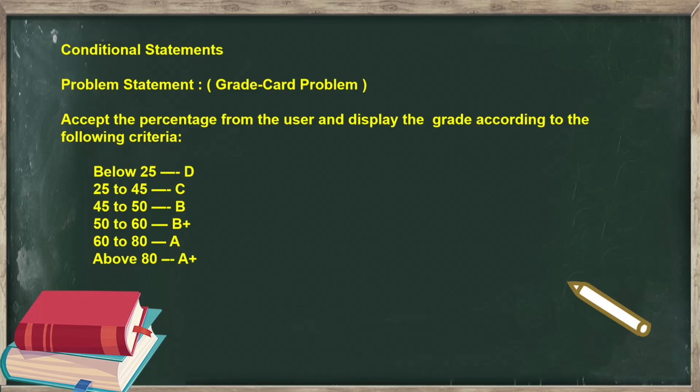Accept the percentage from the user and display the grade according to the following criteria. Means you have to accept some percentage from the user and display the grade. If it is below 25, then D, and accordingly C, B, B plus, A and A plus grades are there. So we have to display the grade while taking the percentage as the input. Now let's move forward to the next slide.